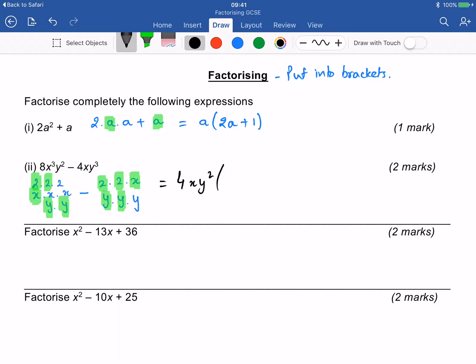From my left side, I'm left with 2x and x, which means 2x squared, minus, and only y from this end. So that's my factorizing done.